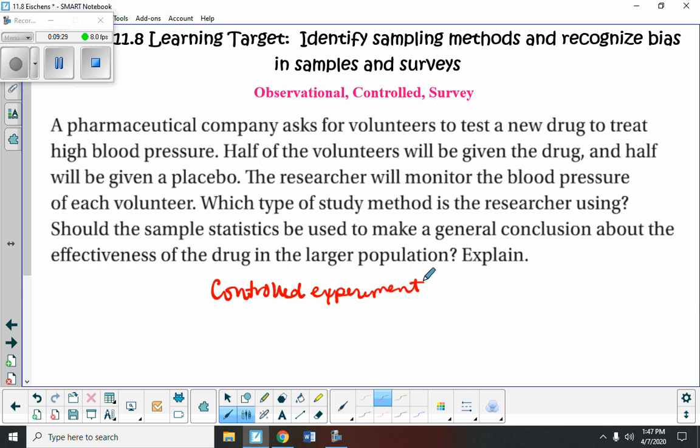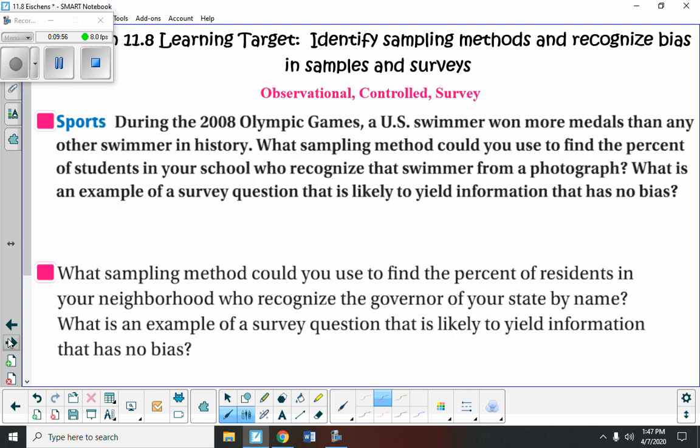All right, and should sample statistics be used to make a general conclusion about the effectiveness of the drug in the larger population? I think that definitely they could be used, but they would have to determine how many people were actually in the study and what the general health conditions of those people were before they could use it to make conclusions about the larger population. Okay, next one.